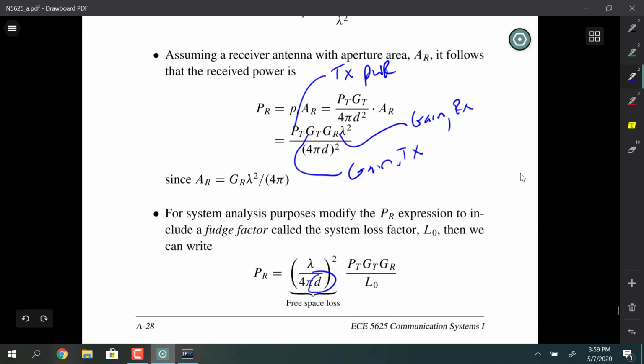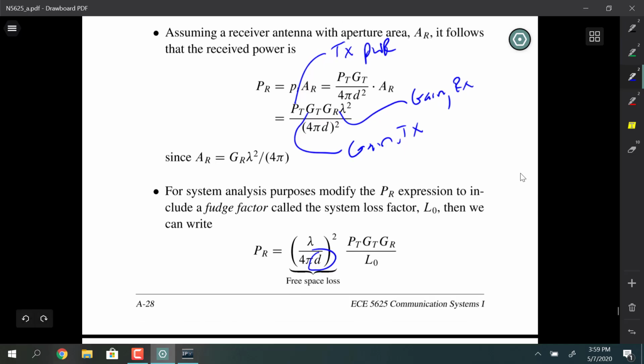So this is called free space path loss, and then there's an extra factor thrown in here called the fudge factor, system loss factor, to just say there might be some feed line attenuation getting in and out of these antennas, or some surface roughness.